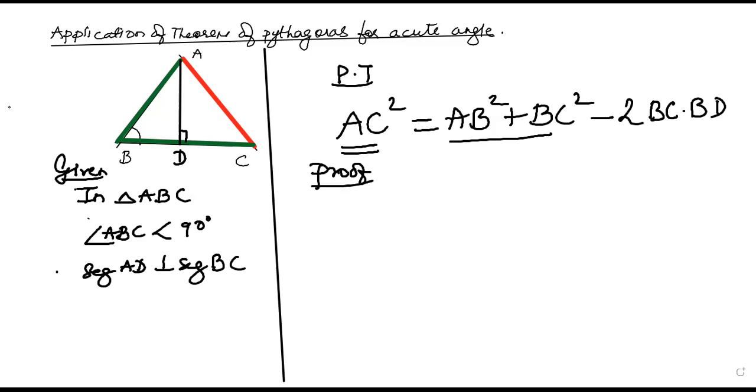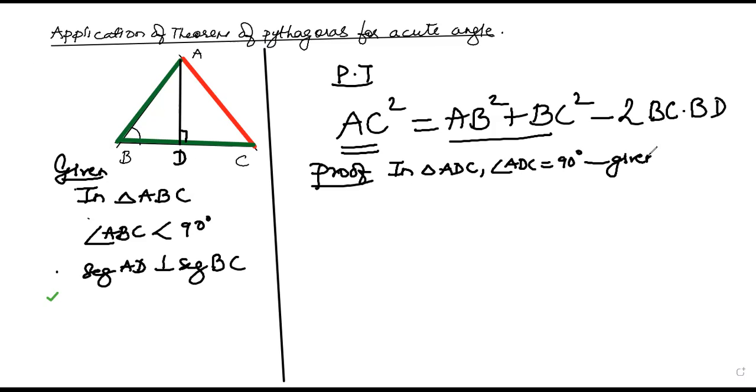Okay? How to get AC square? Here, children, how to get this AC square? So naturally, I'll have to take this triangle ADC. In this triangle ADC, I'll have to show angle ADC equals 90 degrees. So naturally, angle ADC is 90 degrees, and it's a right angle triangle.